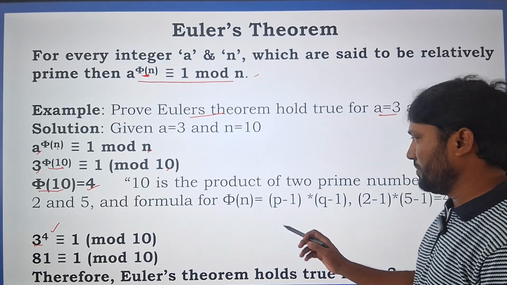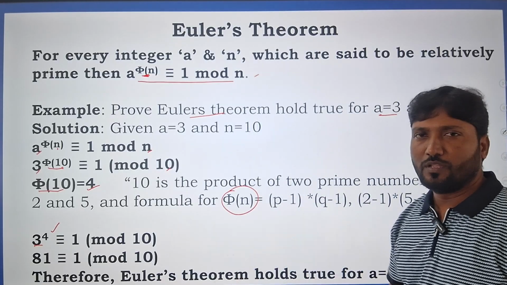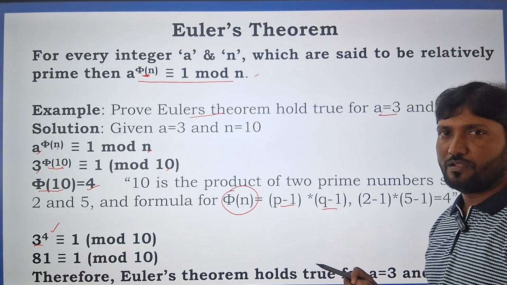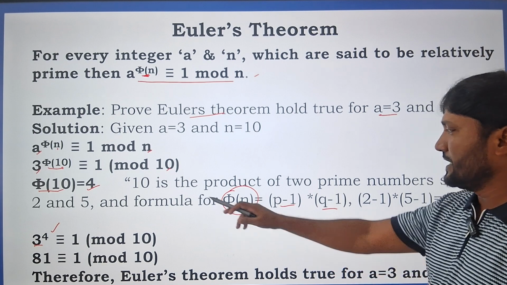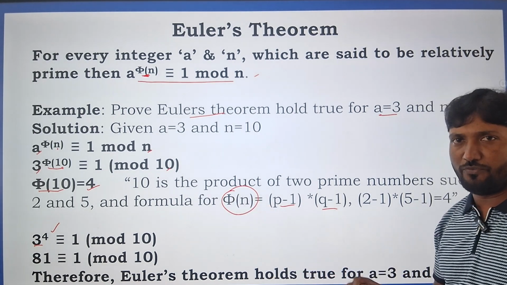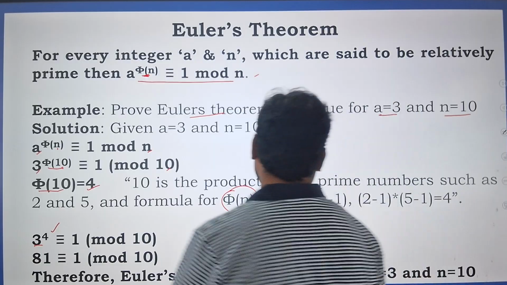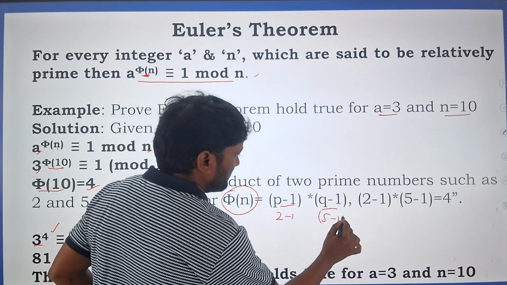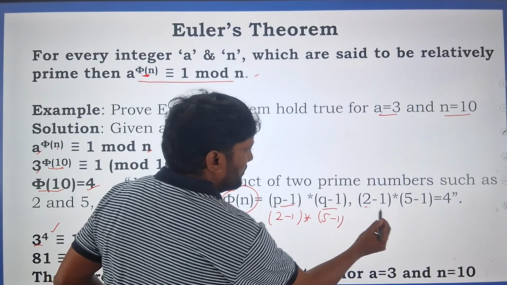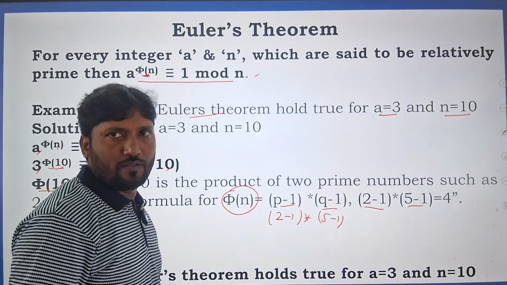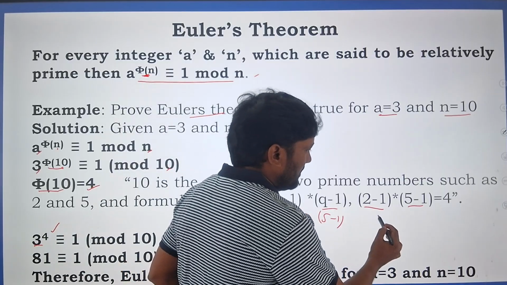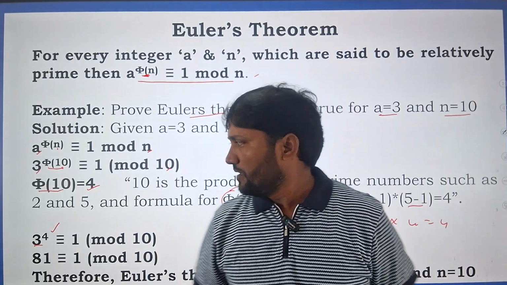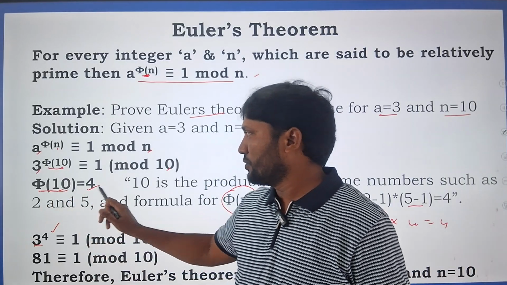There is a simple formula here, phi of n equals p minus 1 into q minus 1. What is the p value here? That is 2 and the q value is 5. Now substitute the values here, 2 minus 1 into 5 minus 1. So 2 minus 1 is 1, into 4, it is 4. So phi of 10 equals 4.